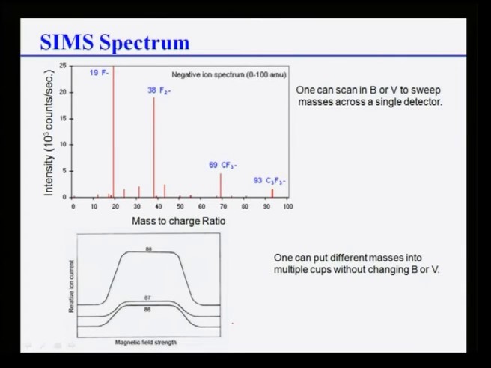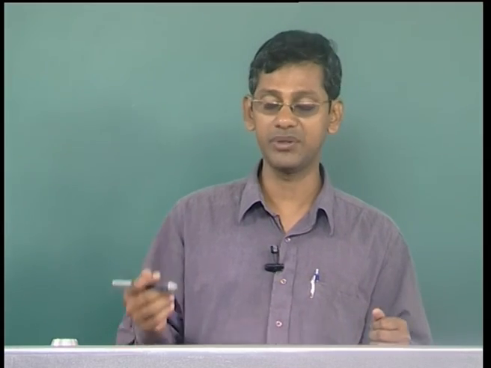As you see here, this is the fluorine ion, this is the F2 ion, this is the CF3 ion, this is the C2F3 ion. We can distinctly differentiate between these negatively charged ions depending on the mass to charge ratio. Not only that, we can even quantitatively calculate from these intensities how much of the mass 19 fluorine ions are present, or the F2 ions, CF3 or C2F3 minus ions are present or not. This is one way of plotting the data.